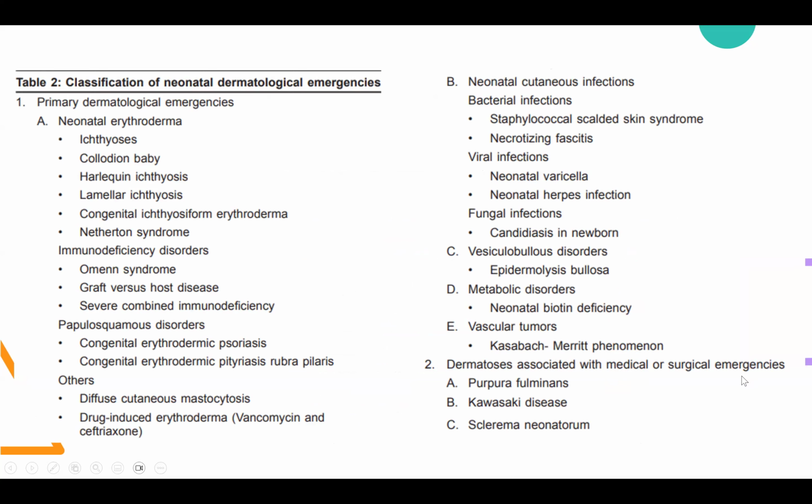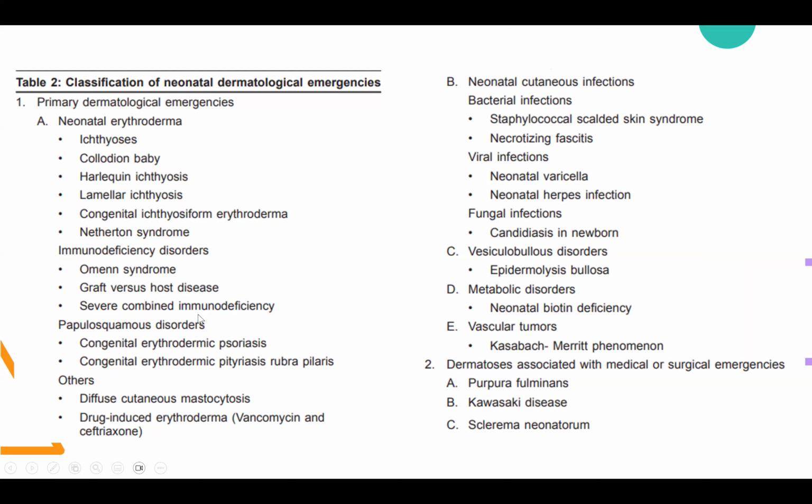The classification is primary dermatological emergencies and dermatoses associated with medical or surgical emergencies. Those associated with medical or surgical emergencies are purpura fulminans, Kawasaki disease, and scleroderma neonatorum. Primary dermatological emergencies can be neonatal erythroderma. So, when we are making the morphological diagnosis, we have to see whether the baby is having a papulosquamous disorder, a vesiculobullous disorder, or erythroderma. Papulosquamous disorders can be due to psoriasis, pityriasis rubra pilaris, Omenn syndrome, and graft versus host disease skin can also present as a papulosquamous disorder.